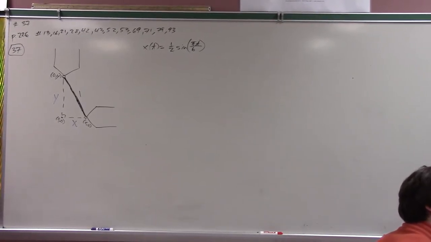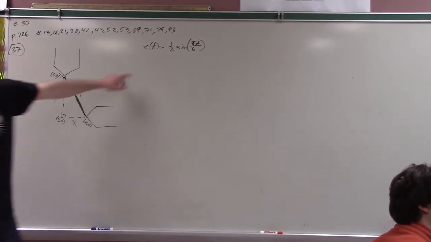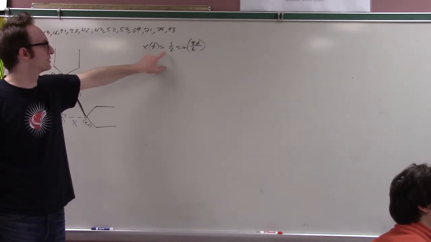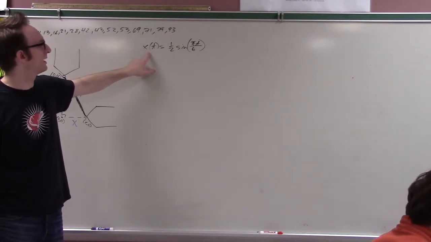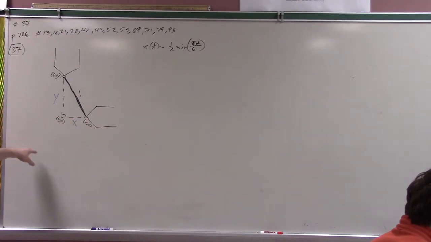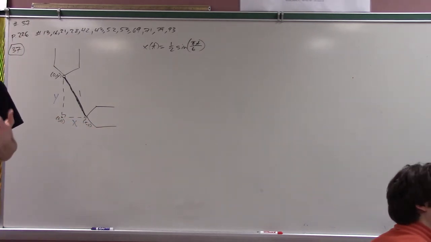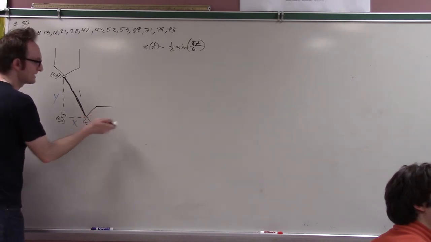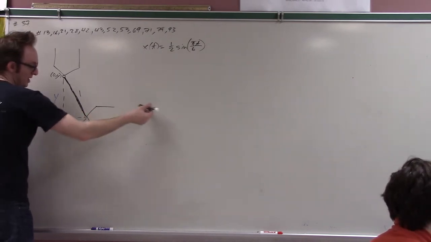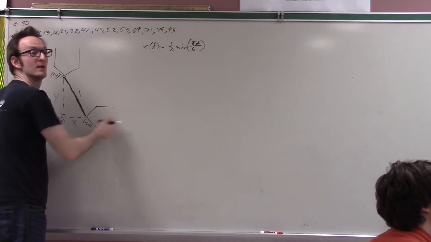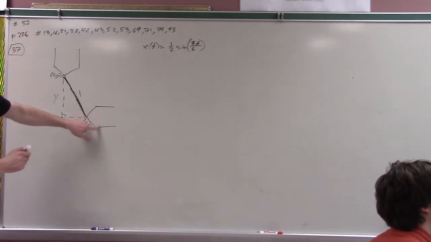Well, what makes this problem kind of interesting and different is that I'm given an explicit function for the position over time of the x-coordinate. In other words, I'm adding my own backstory into this, but it seems as if I know exactly at any given moment where the x-coordinate is going to be.